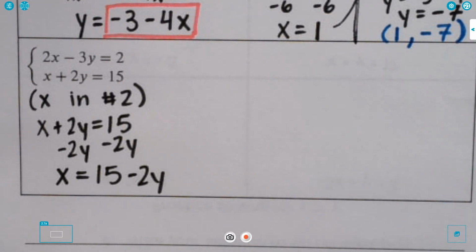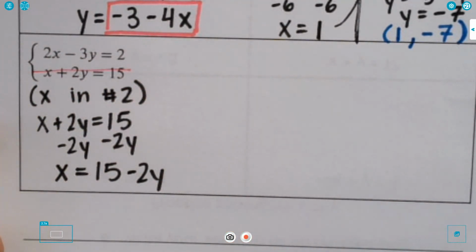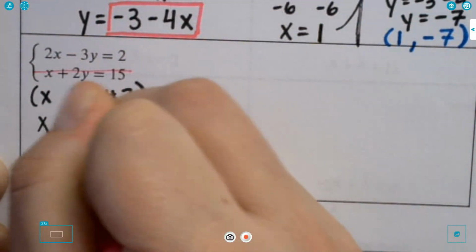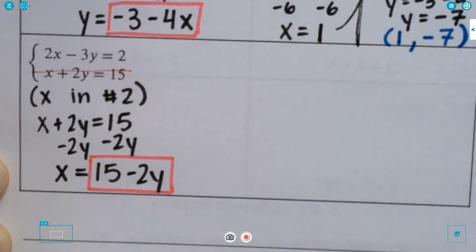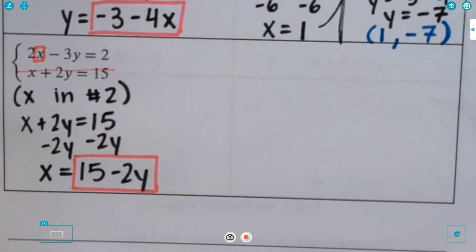Okay. The reason why I like to go back and cross out the equation that I just rearranged is so I remember I'm not plugging back into it. Because if you plug this back into this equation, you're going to put yourself in an infinite loop of infinite solutions because you're plugging one equation back into itself. So we can plug this x into the other equation. So we've got x equals 15 minus 2y. That gets plugged in for x in the other equation. The other one.